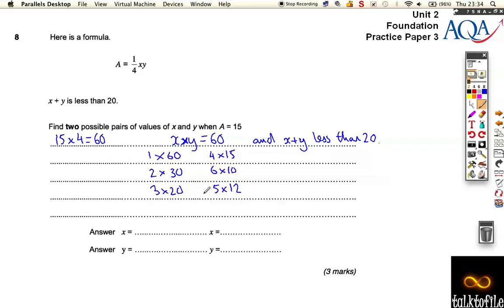So I need to pick out of these ones, I need to find out the ones, all these multiply to make 60, but not all of them when you add them up are less than 20. So we can't have that, we can't have that, and we can't have that. So we're going to have these two.